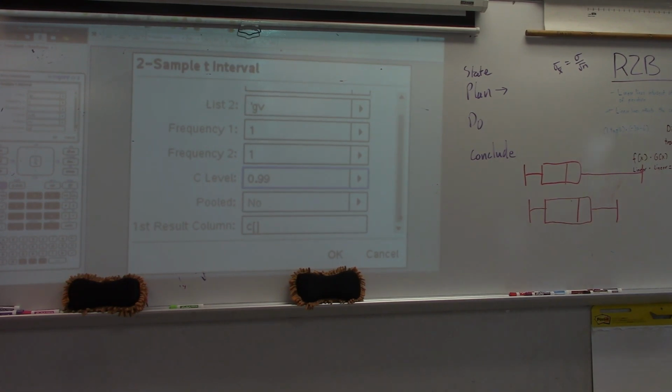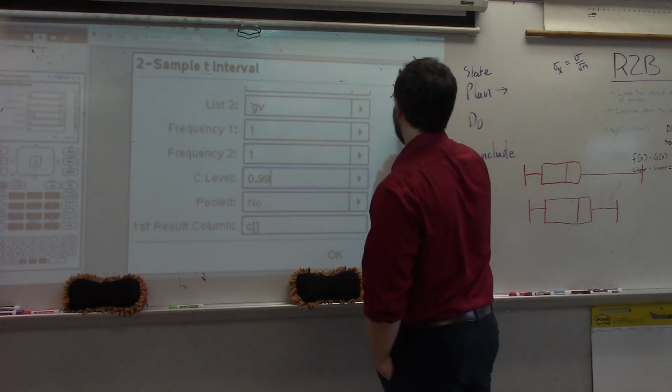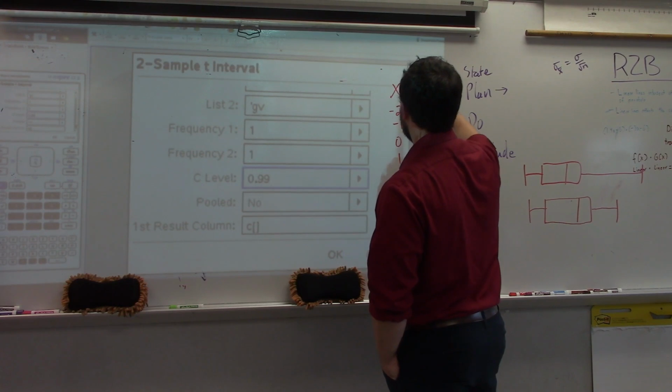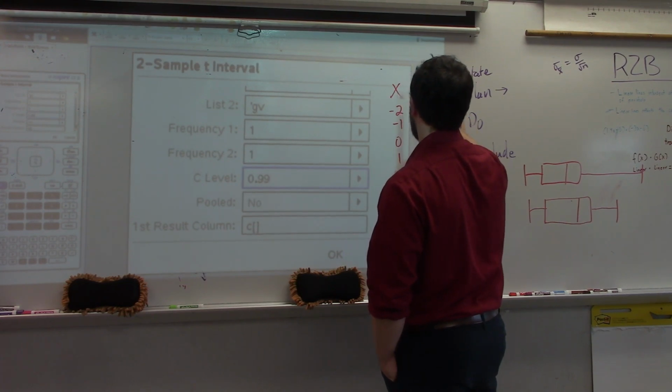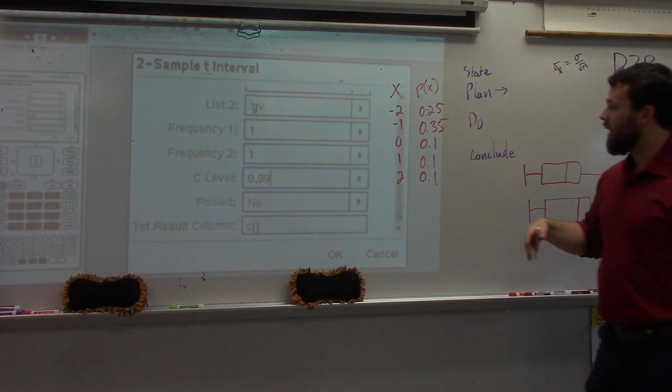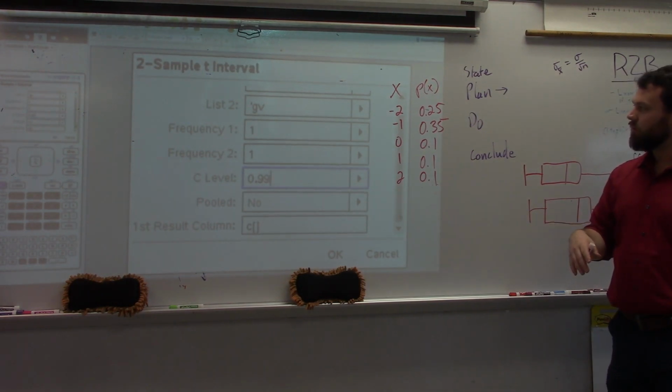Remember, Tyler, when we did probability, we had our random variable, and then we had the probability that went with that random variable. So I have X, and let's say these are my values for X, and then we had the probability of X: 0.25, 0.35, 0.1, 0.1, and 0.1. First off, would that be a valid probability distribution?